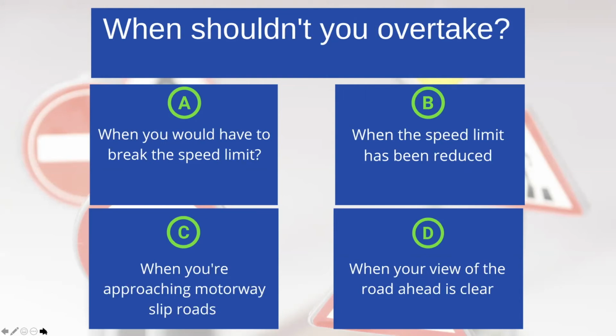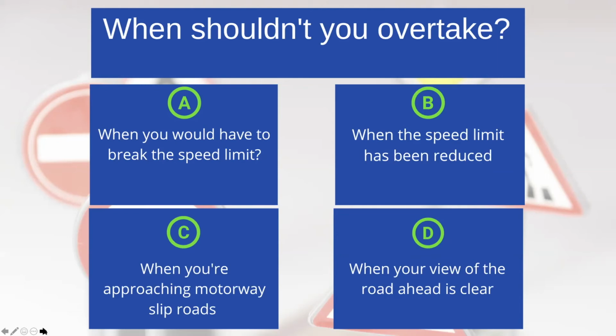So this question is about overtaking. Let's talk about overtaking first. On a road without street lighting, it's dangerous to overtake because there may be things ahead that you can't see, dips in the road or bends in the road. And you should never break the speed limit to overtake.